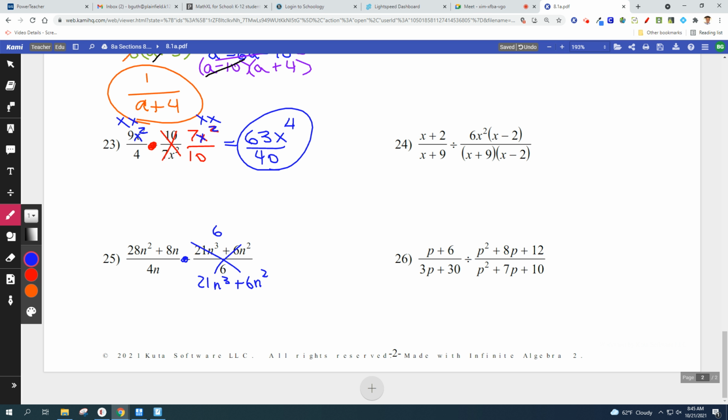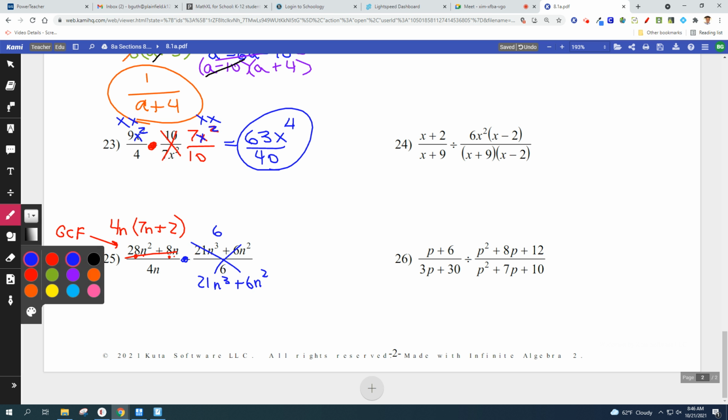And probably going to see some GCFs. I think your big clue that it's a GCF is when it looks difficult. If it looks really complicated and weird and difficult, it's probably a GCF. So I look at these two numbers. They're both divisible by 4. And I've got an n, so 4n. 4n times 7n is 28n squared, plus sign. 4n times 2 gives me 8n. There we go. That's the top.